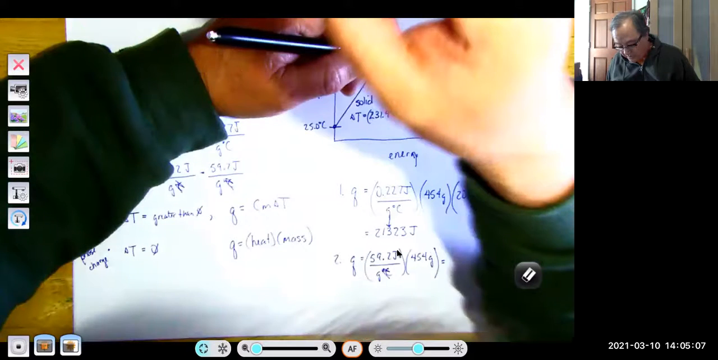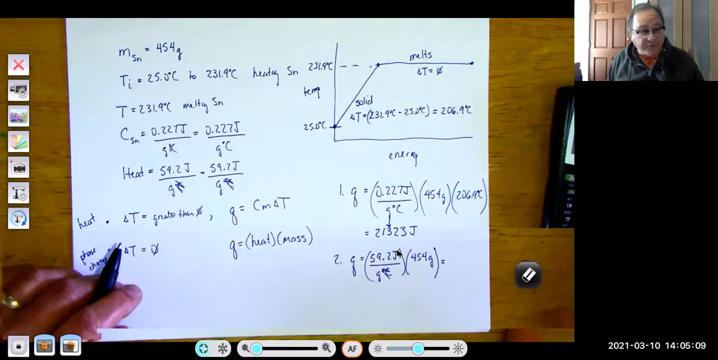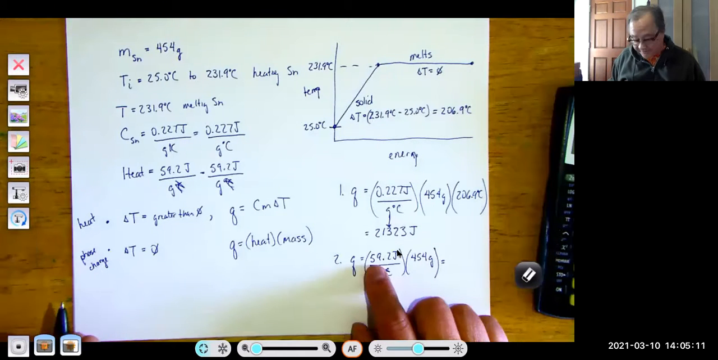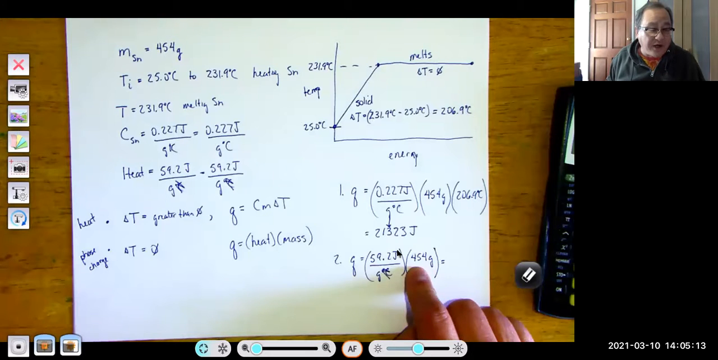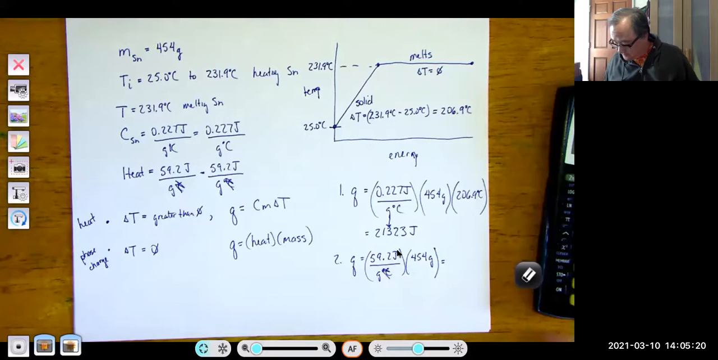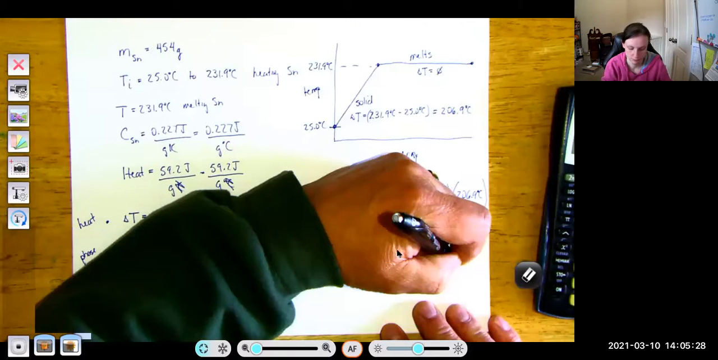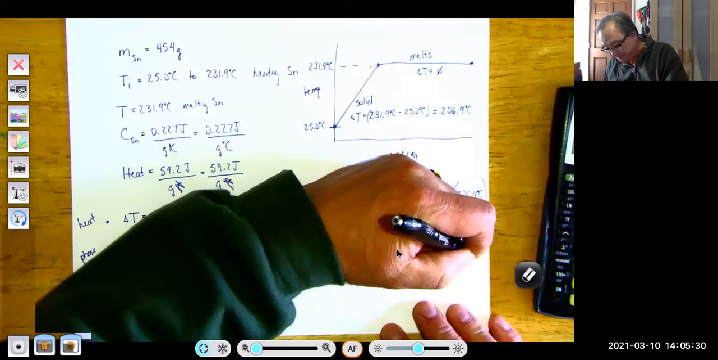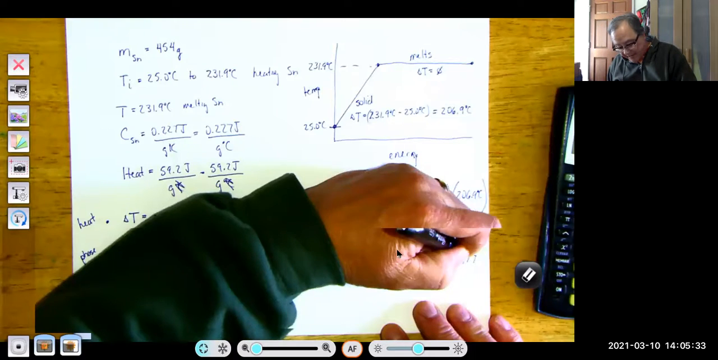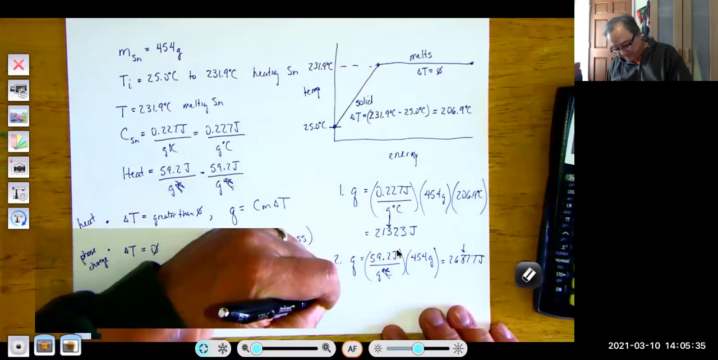So what's 59 times 454? The way I do this is 60 times 400. So around 24,000. How many sig figs are we allowed? Still just 3. 3, right? Mm-hmm. So then we just add these two numbers together.